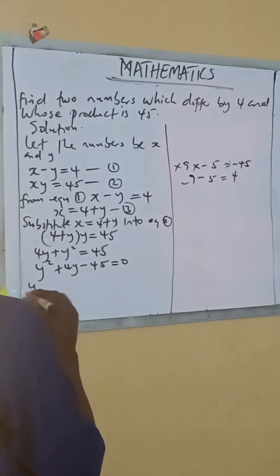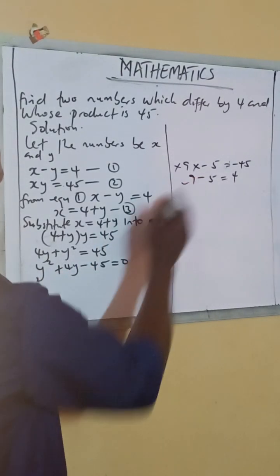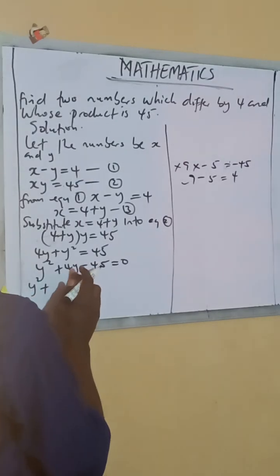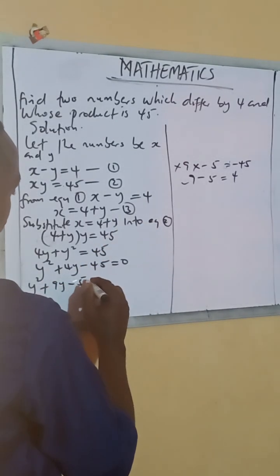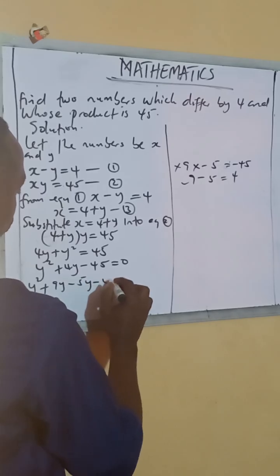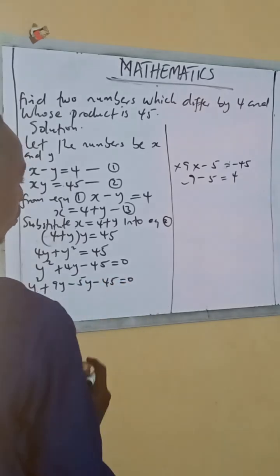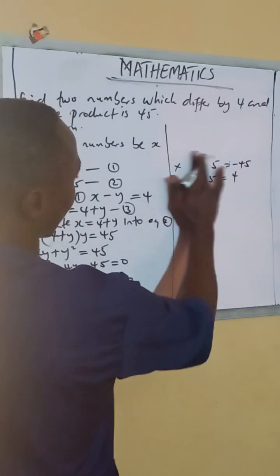So we can say y square. Now this one they use plus, it don't represent this 4 now. It will become y squared plus 9y minus 5y minus 45 equal to what? 0. Now from this state now, we'll factorize properly.